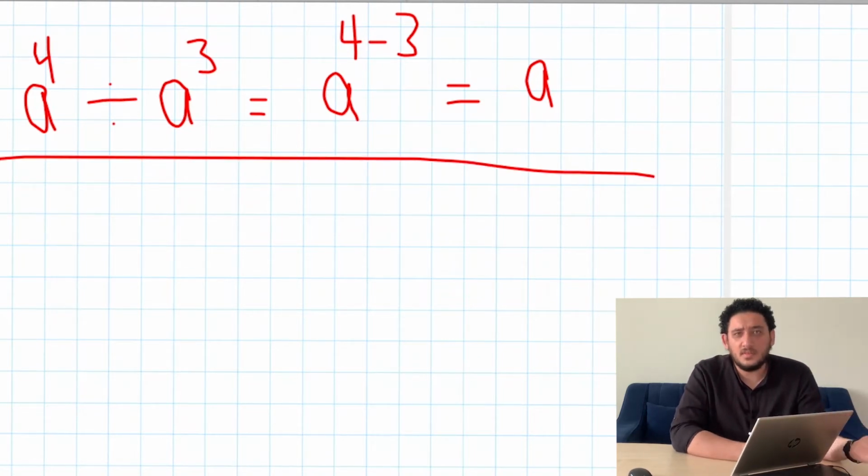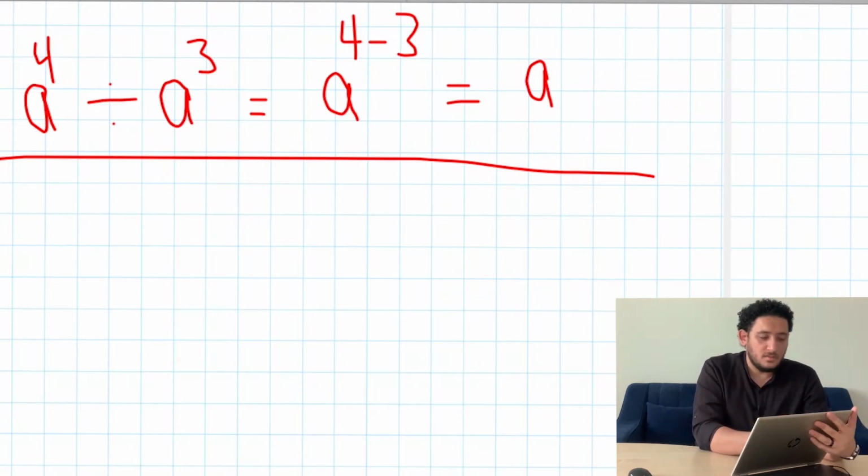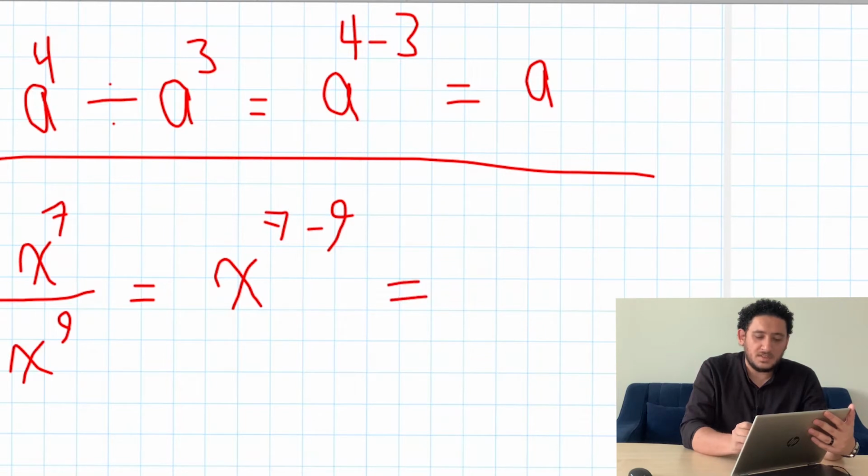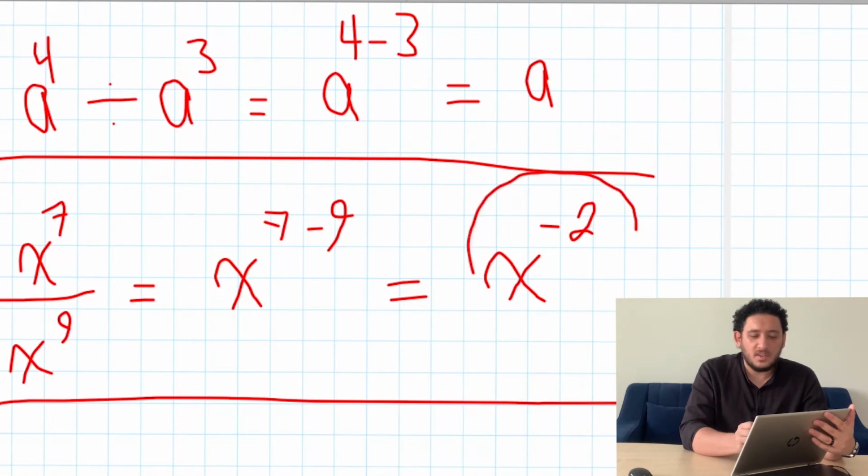Of course, you can express the division operation as a fraction, one term up and one term down. So we can say x power 7 over x power 9. You will notice that the power in the numerator is less than the power in the denominator. So it equals x power 7 minus 9. What does it mean? It means x power what? Negative 2. And we will talk about the negative index in another video.